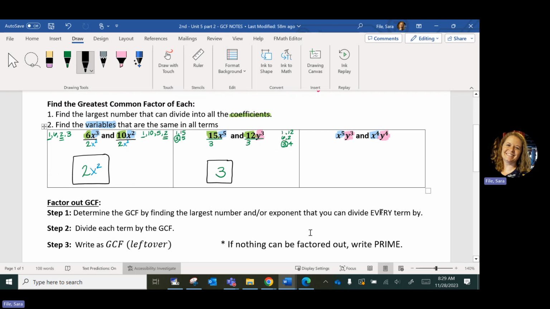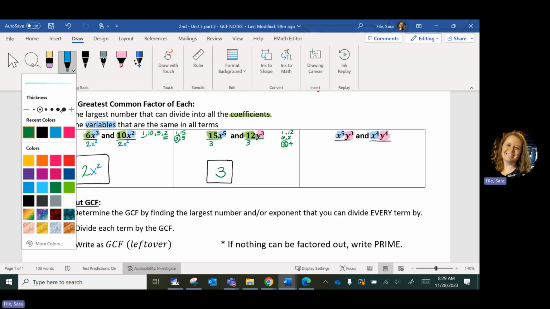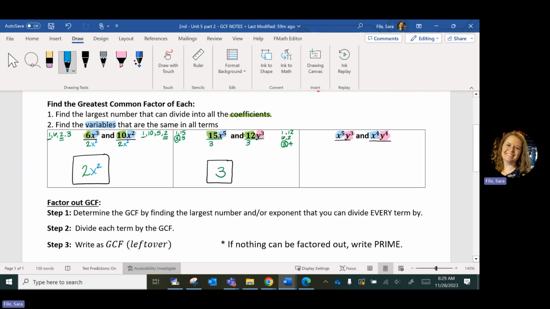Okay, and then this last one, there is no coefficient to look at, so no number to worry about dividing out. But what about the variable? So I could divide x out of both of these. They both have an x, but what is the lowest power between them? X to the 4th. So I could divide both of them by x to the 4th. Okay, so that's going to be the GCF of the x term.